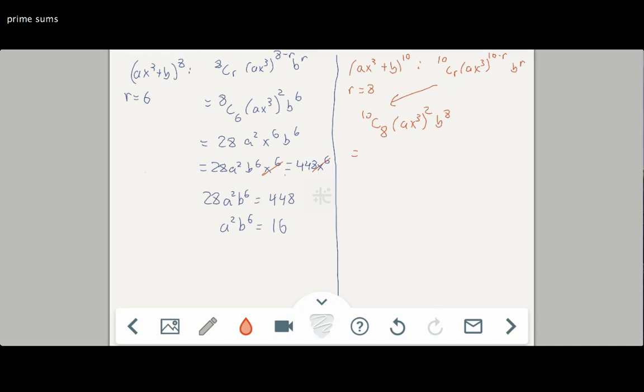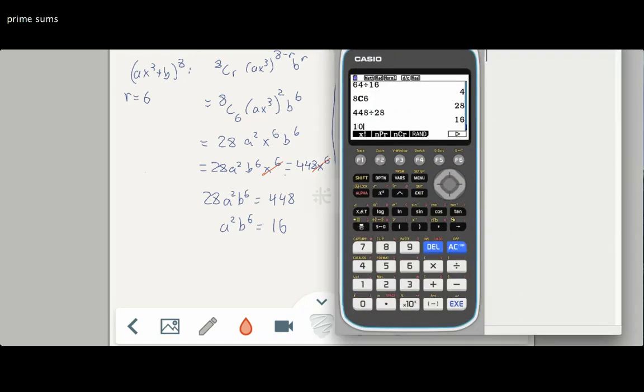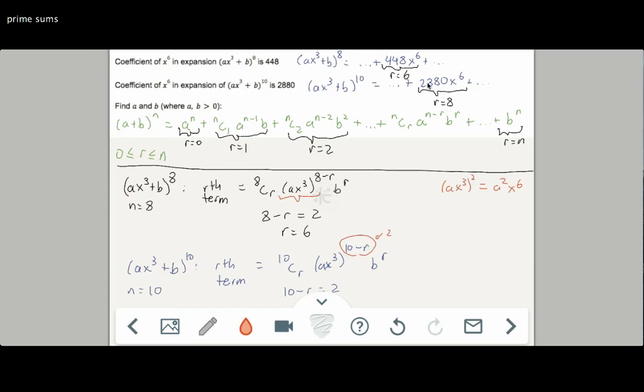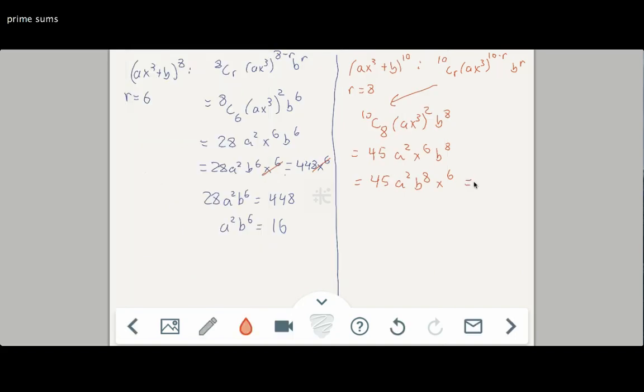What's 10 choose 8? Let's go back to our calculator. 10 choose 8 is 45. So this is 45 ax cubed squared. That's going to be a squared x to the 6, and then that times b to the 8. I'll just rewrite this as 45a squared b to the 8 x to the 6. And we know that this is equal to 2880 x to the 6.